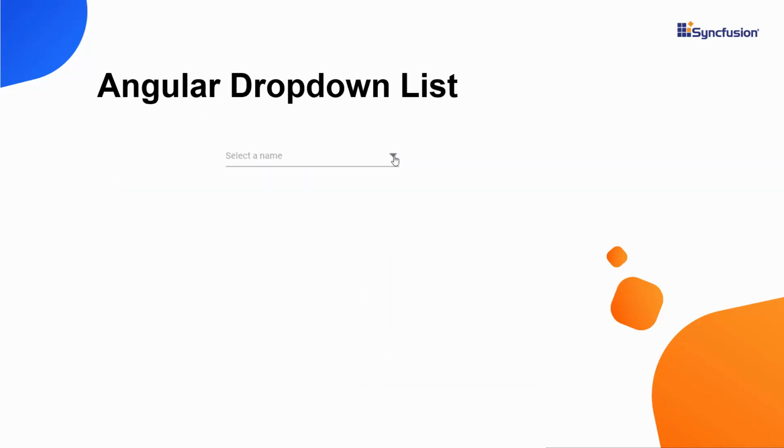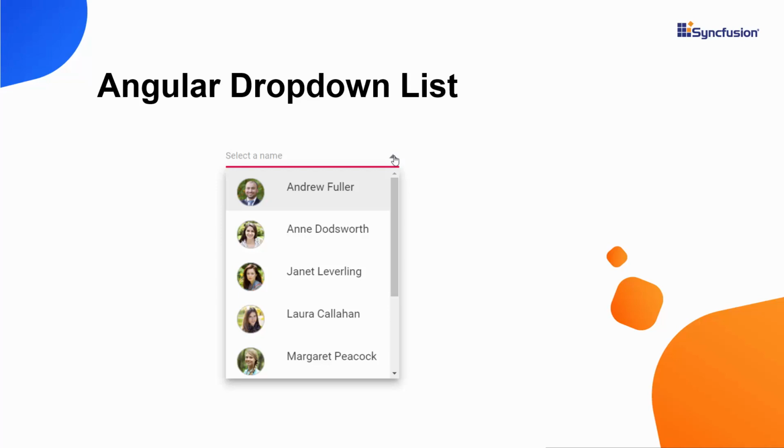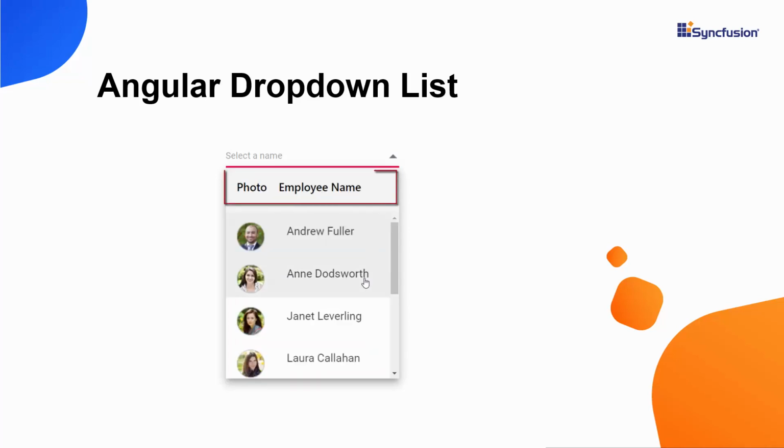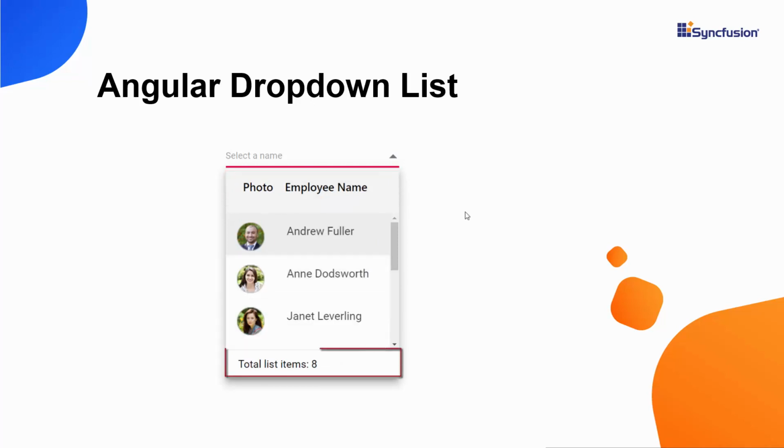Looking at this example, you can see the Angular Dropdown List pop-up, showing employee names and images. Each list item is split into two columns, one for the name and the other for the image. You can see the pop-up has a customized header and footer.